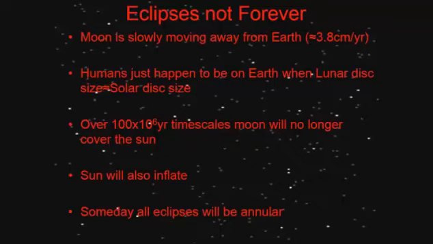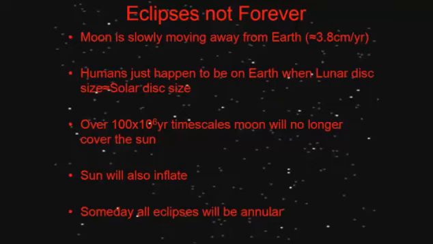Don't get too disappointed because this is over millions of years, but eclipses will not always be visible from the Earth. The moon is slowly moving away from the Earth at a rate of about 3.8 centimeters per year. It's slow, but it's measurable. We've hit the moon with lasers and we can measure its exact distance. Humans just happen to be living on Earth at the time when the lunar disk completely covers the solar disk. So that means that the angular size of the moon in the sky is about the same as the sun.